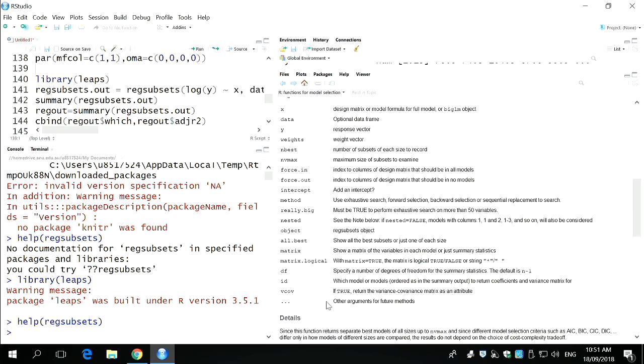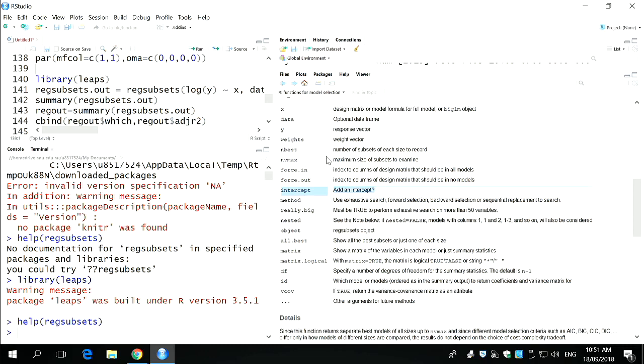Go down to here and see what you have to give it. x is your x values, the design matrix. y is your response variable. And then you get to specify nbest, the number of subsets of each size to record. Do you want an intercept in your model? Okay. There are some other things that people use. We're not going to worry about them. Variables you want to force to be in, variables you want to force to be out.